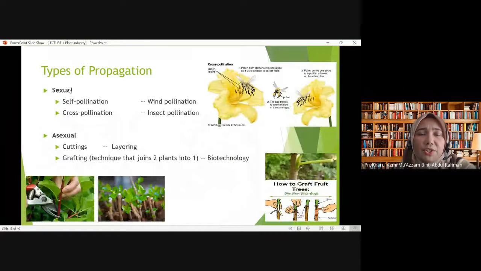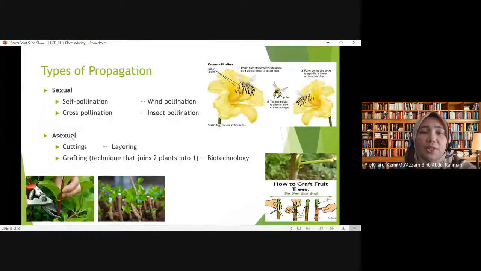Okay, as I mentioned, this is a detailed explanation of the types of propagation. We have sexual. So this is the example of the sexual propagation. We have self-pollination, cross-pollination, wind pollination, and insect pollination. Ini kaedah-kaedah pendebungaan ya. Dia sama ada melalui angin ataupun serangga.